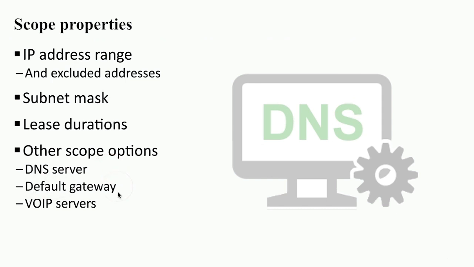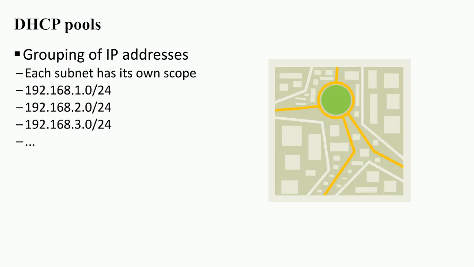If you're using something like a voice over IP server, it's a good idea to include its options along with all other IP configurations. When a DHCP server assigns an IP address to a device, it selects an available address from the address pool you previously configured within the server.